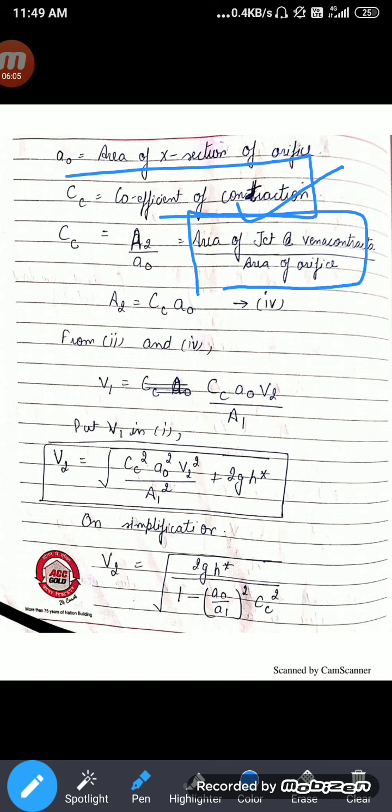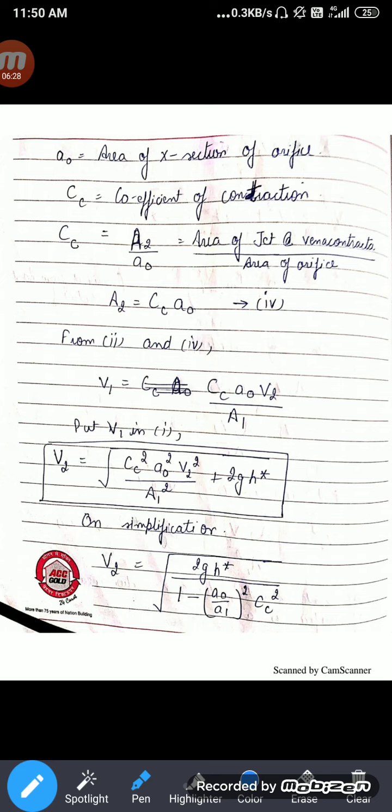We will discuss these terms later on. In the previous lecture I told you about CD, which is the coefficient of discharge. In this, the coefficient of contraction, remember this term, is the area of the jet at the vena contracta to the area of the orifice. So at section 2-2 the area is A2, and we consider the area at the section of the orifice as A0.